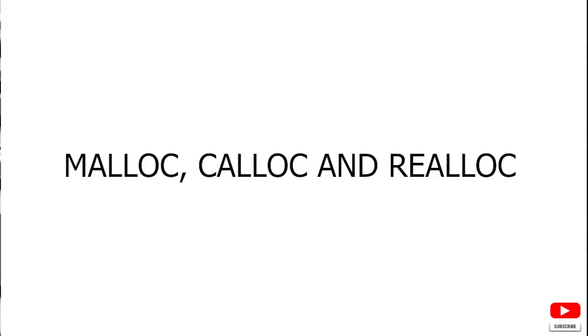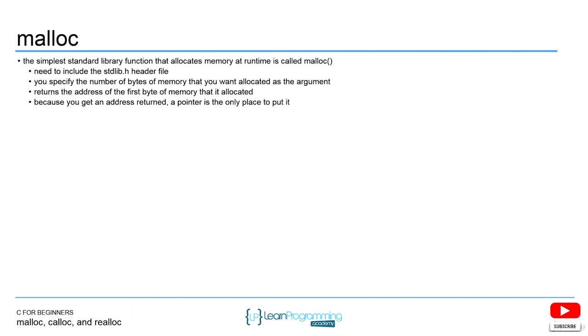Now that we understand dynamic memory allocation, we have to implement it. We have to actually know how to do it in C code. So we're going to talk about three really important functions: malloc, calloc, and realloc. And you see that they have names that come from memory allocation, calloc, and reallocation.